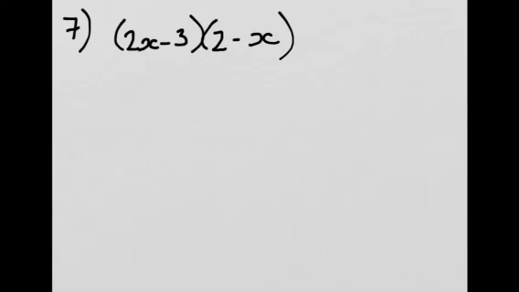In question 7 you're asked to expand the brackets (2x minus 3)(2x minus 2), and what we're doing here is we're using FOIL. So I multiply my first terms together, then my outsides, multiply the insides, and then last but not least I multiply the last terms in each bracket. So once I've multiplied all the terms together, I then need to collect like terms and simplify my answer.